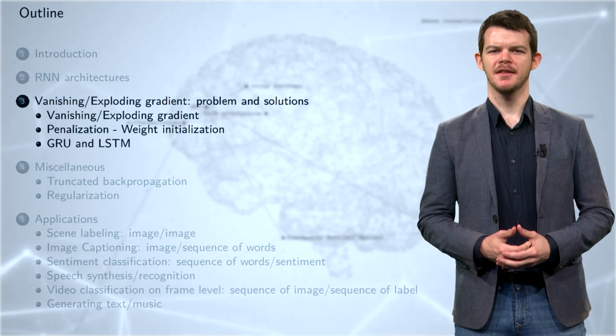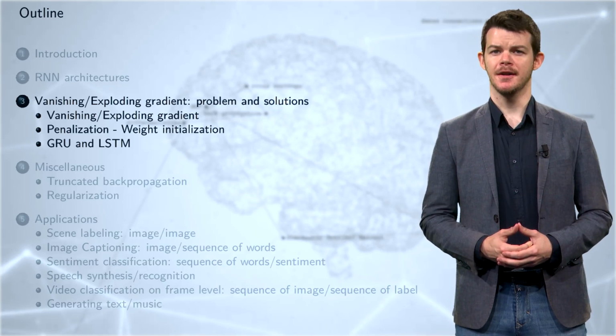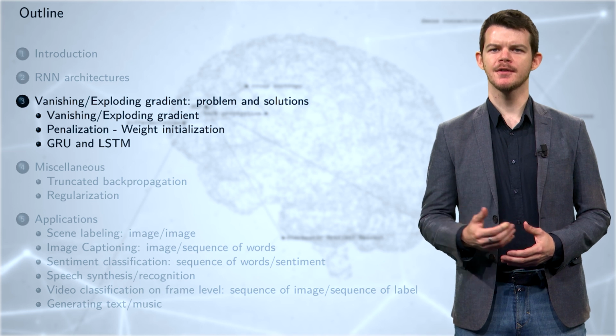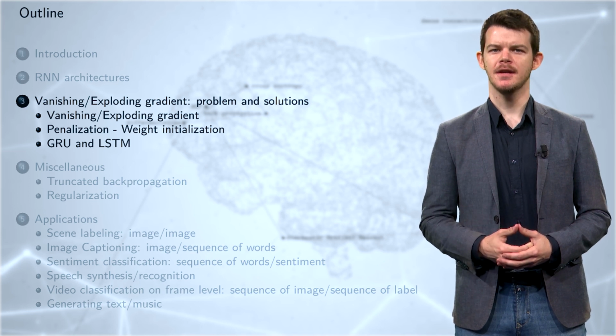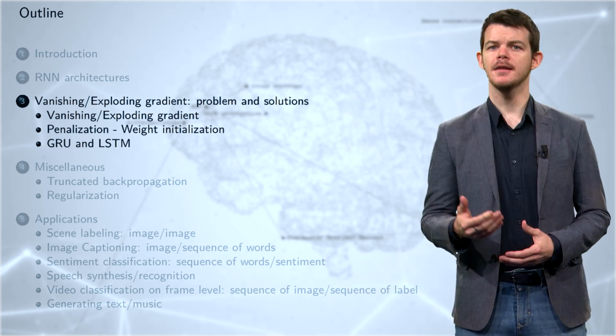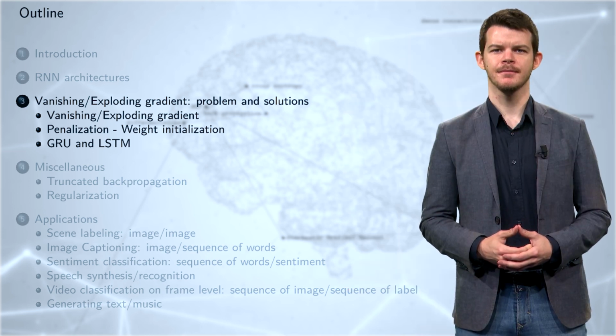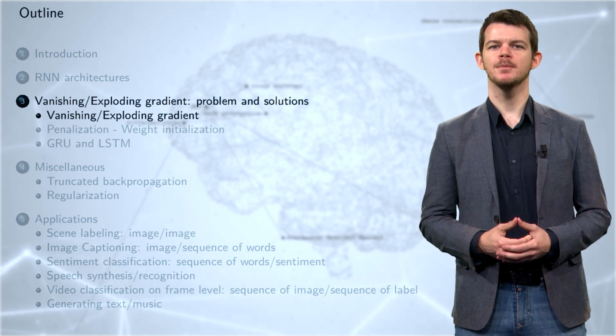To study more precisely the phenomena at work in RNN, we are first going to focus on how to compute the gradient in such networks. We will then see penalization and weight initialization methods and explain two variations around RNN, GRU and LSTM units. So first, how to compute the gradient in RNN.